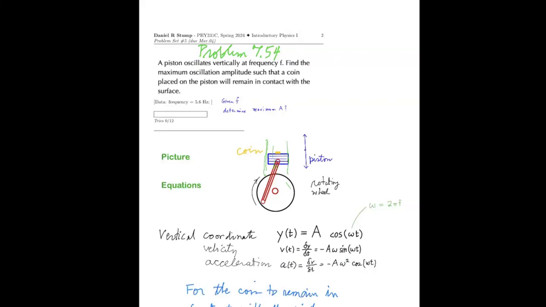Now, find the maximum oscillation amplitude. So oscillation amplitude, that's A, such that a coin placed on the piston will remain in contact with the surface. So you want this thing to be oscillating up and down. There's a coin on the surface.